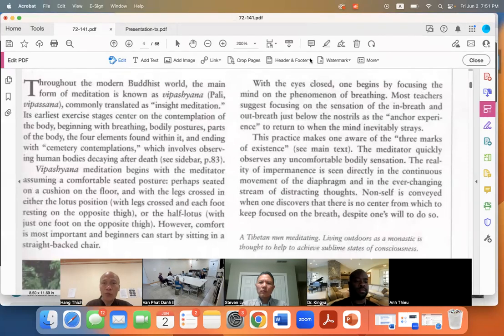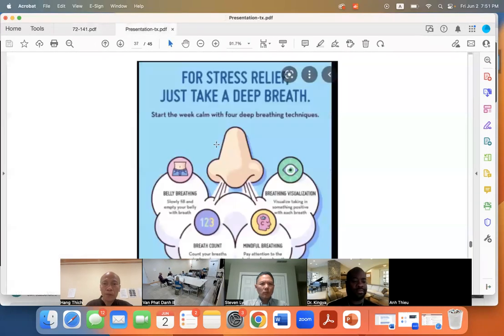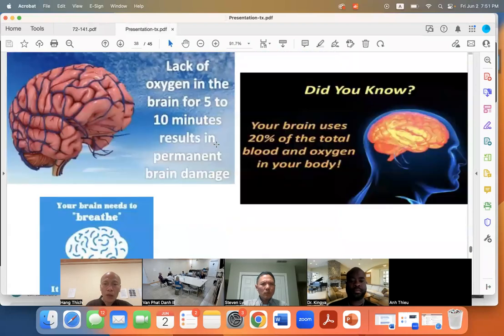One more thing I would like to share with you too. Can you see that? Lack of oxygen in the brain for 5 to 10 minutes causes permanent brain damage. Our brain uses 20% of the total blood and oxygen in our body. That's why our brain needs the breath. That's why, sometimes when people have so much anger or anxiety, they have hard breath, right? They may even collapse because they couldn't take in enough oxygen for themselves.